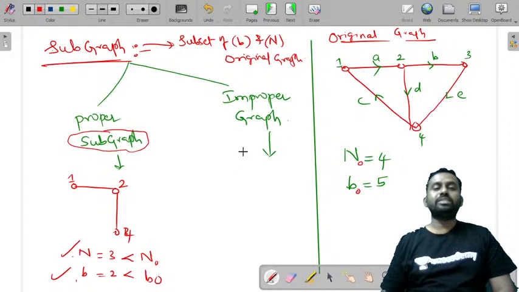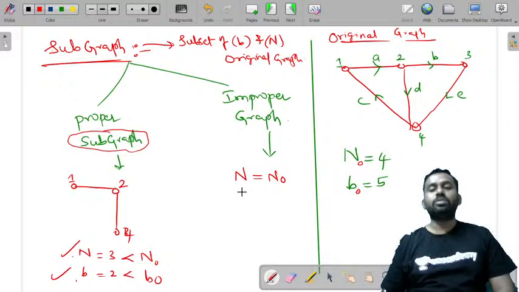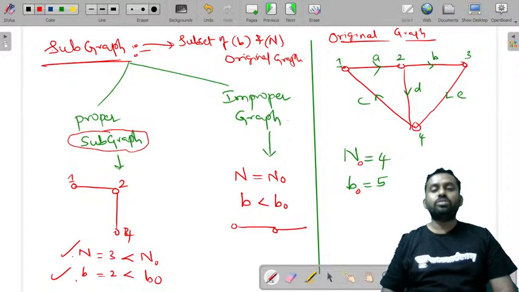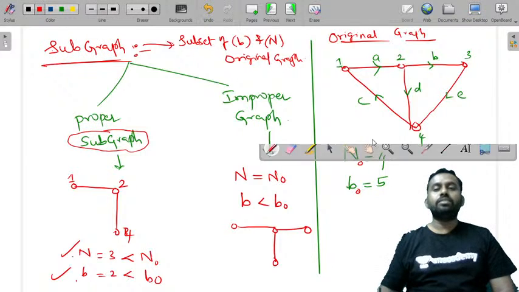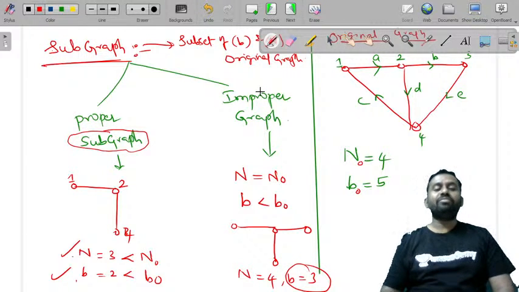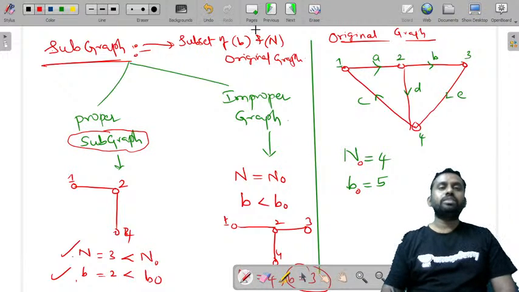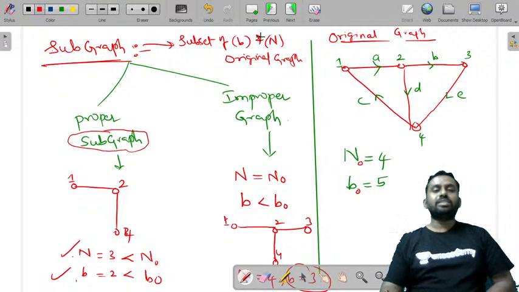And what is an improper subgraph? An improper subgraph has nodes exactly equal to N naught but branches less than B naught. That means you can take all these nodes and just take this. Now if you observe, it has all the 4 nodes, n is equal to 4, but the number of branches is only 3. That means an improper subgraph is a graph that contains all the nodes of the original graph but a lesser number of branches. So these are proper and improper subgraphs.